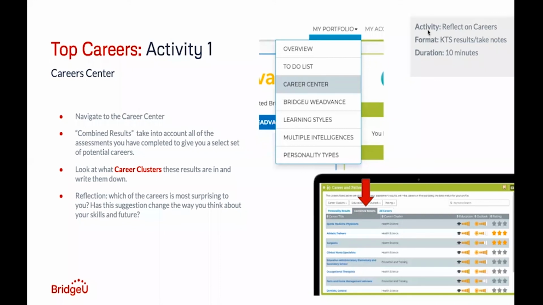For the final part of this lesson, we're going to look at the Careers Centre. There's a section called Combined Results. This takes into account all of the assessment you've completed and gives you a selection of potential careers. Write down the careers clusters that come up and quickly reflect. Are these the types of careers that you might have been looking at already, or are these throwing you down some new avenues to look at? Pause the video and take a look at this before continuing.